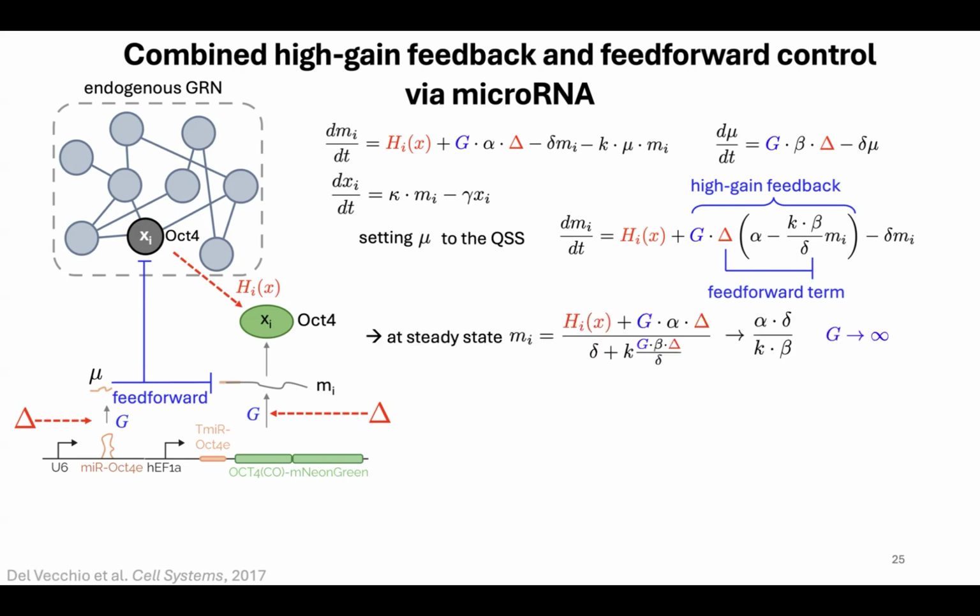So you can do a little bit of math. The system is asymptotically stable, but bottom line, if this gain G is large enough, then your mRNA level for your OCT4 is going to become essentially independent of your endogenous GRN and of the perturbations that affect DNA copy number.